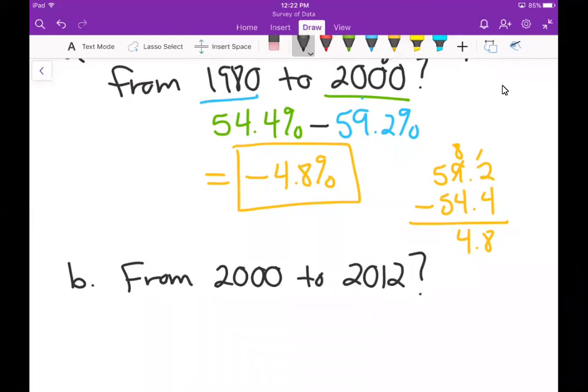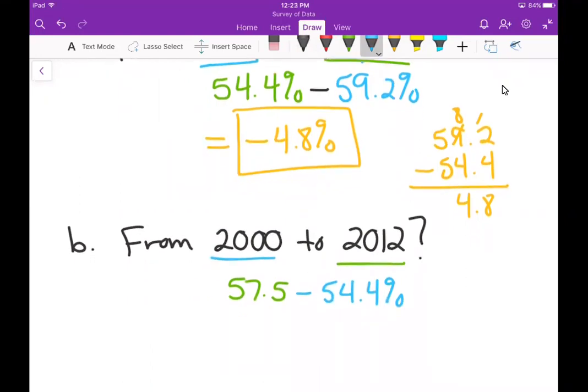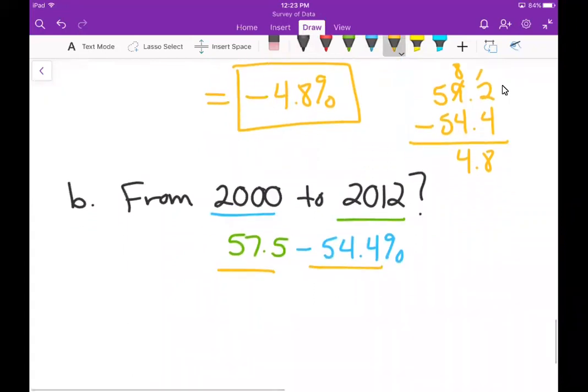Pause and see if you get the right answer. You should have taken 2012, which was 57.5%, minus 2000, which was 54.4%. Notice it went up from 54.4% to 57.5%. So we're going to get that positive answer because we're taking a larger number minus a smaller number. So my final answer will be positive.